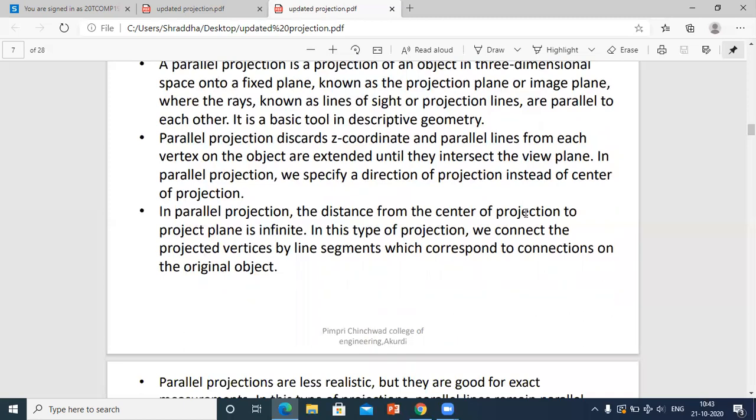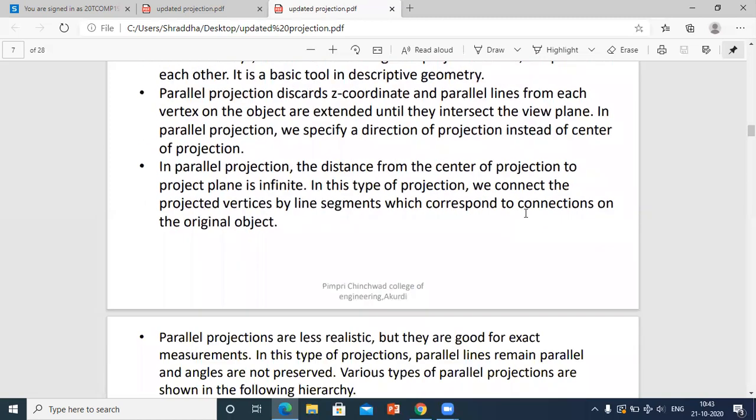In this type of projection, we connect the projected vertices by line segments, which correspond to connections on the original object. The object that is going to be projected on the screen should exactly correspond to or resemble the original object. There should be no disturbance while drawing that particular object, or the given image will not be drawn properly.